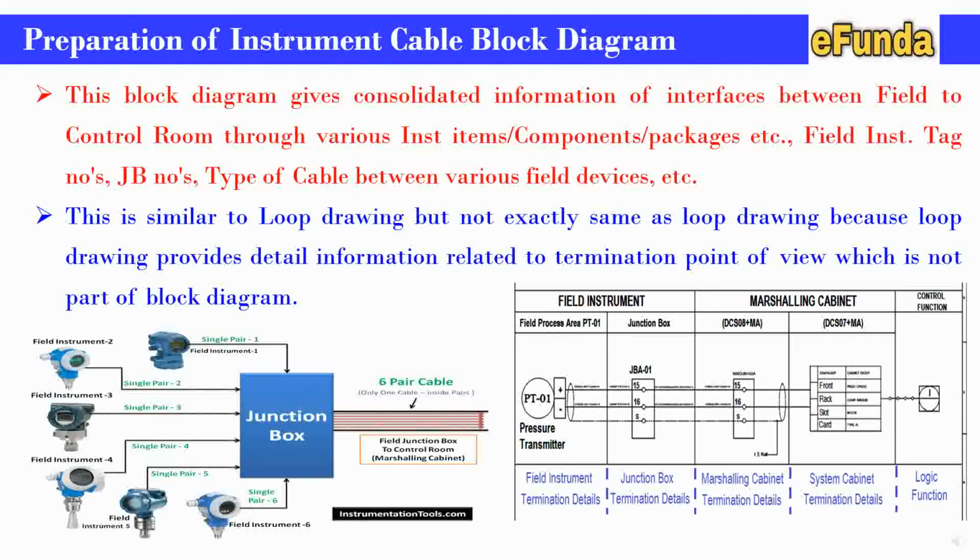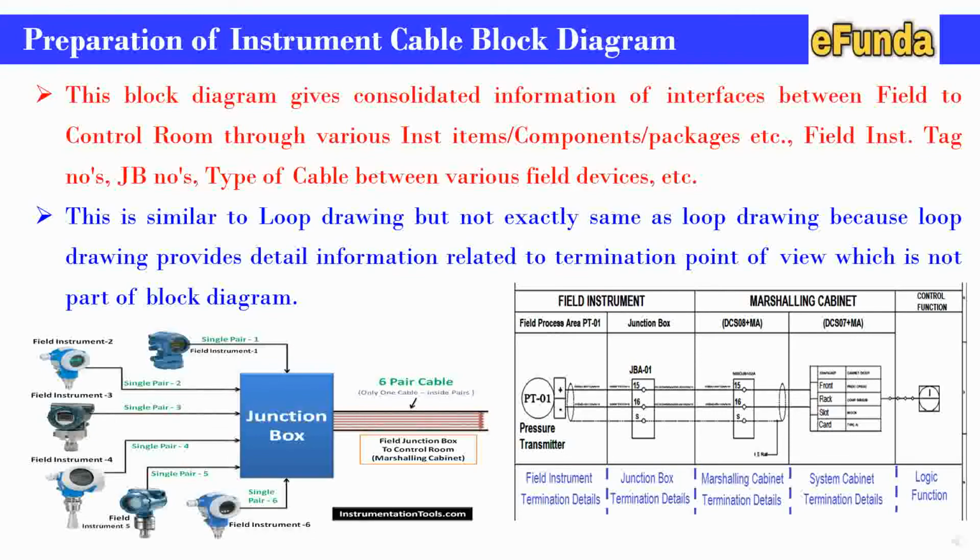In this kind of setup, the loop drawing provides detailed information of the termination inside junction boxes, marshalling cabinet, and system cabinet. Whereas only the typical interface flow from field to junction boxes to marshalling, and further on to the system cabinet, will be shown on the instrument cable block diagram.